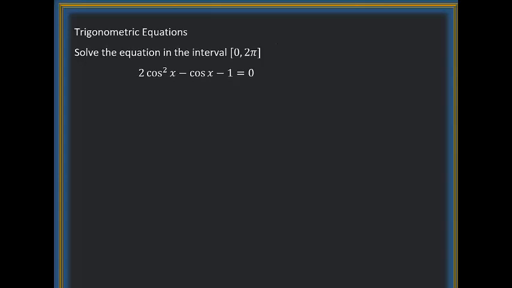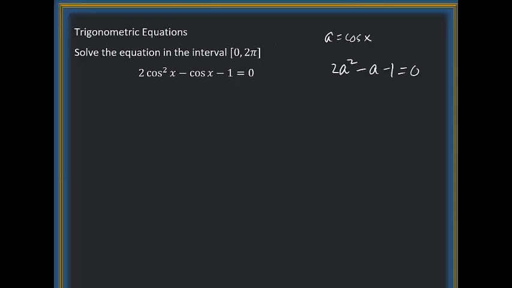Solving trigonometric equations in a given interval. To solve 2 cosine squared x minus cosine x minus 1 equals 0, we need to find all solutions in the interval 0 to 2 pi, which is actually one period. So this trigonometric equation is quadratic, which is comparable with a trinomial in algebra.